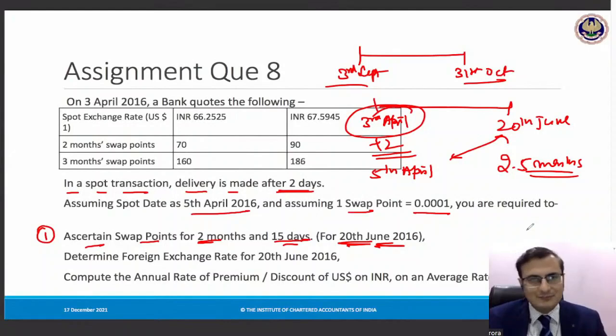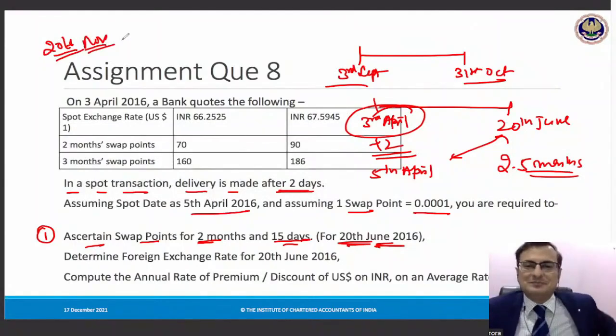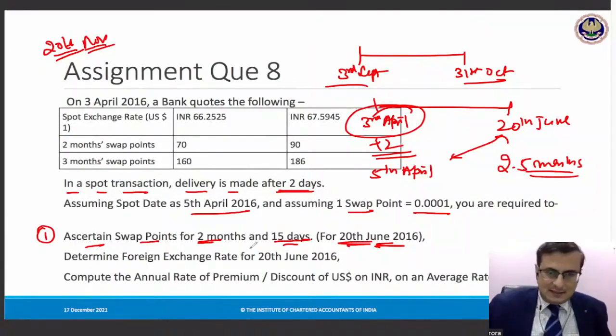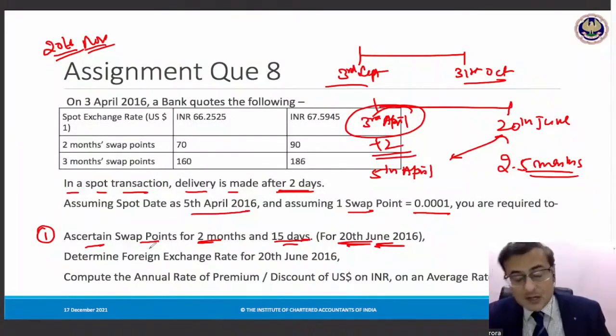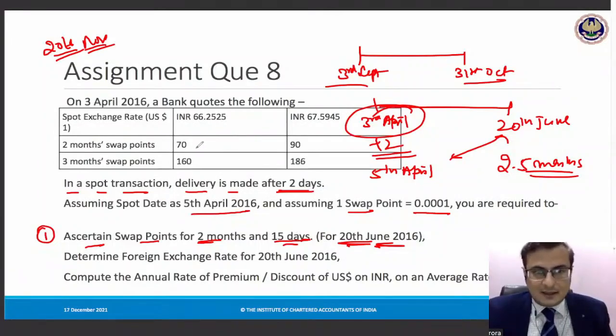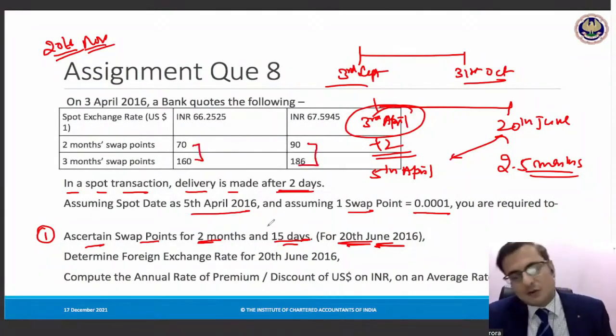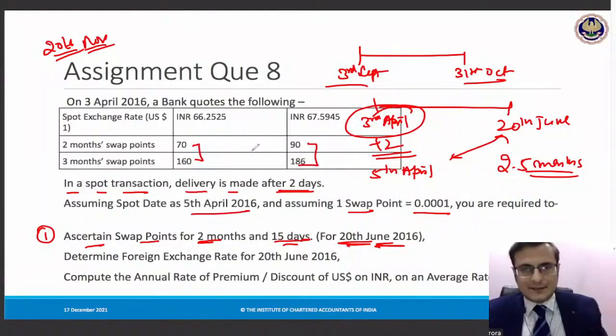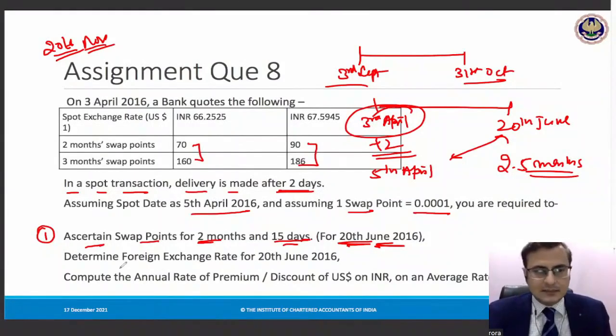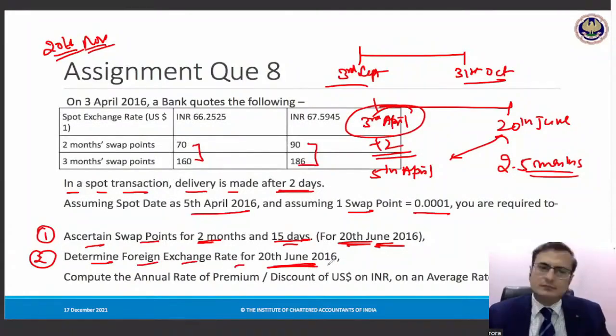Here, this is your 2016 question, November 10th. So can you ascertain these swap points? First requirement, easy. This is cumulative amounts. You just have to take the difference between the two and divide by 2 so that you can get for 15. Clear? Second, it says determine foreign exchange rate for 20th June. If I can get the rate as on that date, I can get the foreign exchange rates here also.